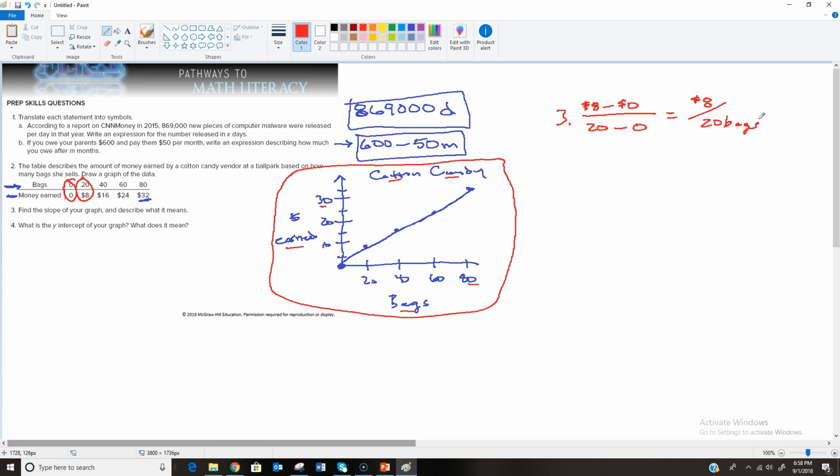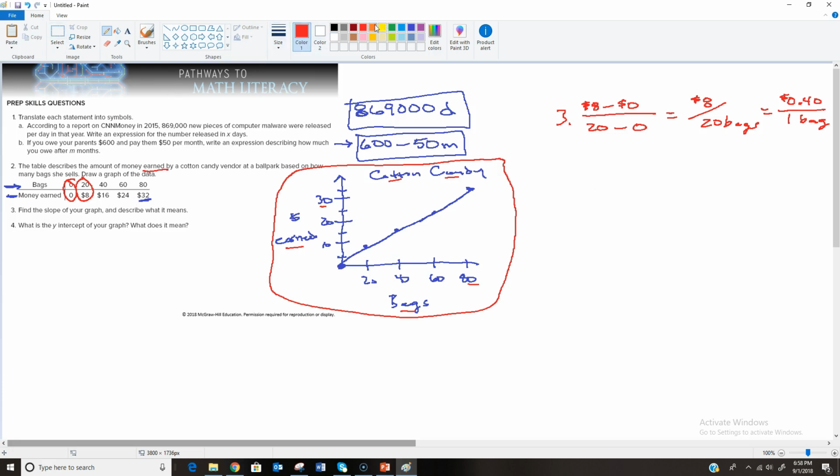Now if I divide 8 by 20, we can get how much it is per single bag. In this case, it comes out to be 0.40, which would be 40 cents per bag. So every bag they sell, they're making 40 cents. It doesn't necessarily mean they're selling it for 40 cents, but that's how much they've earned. So like their profit.